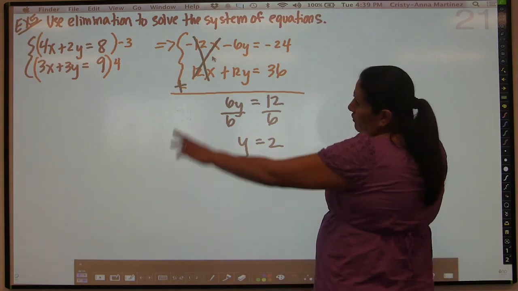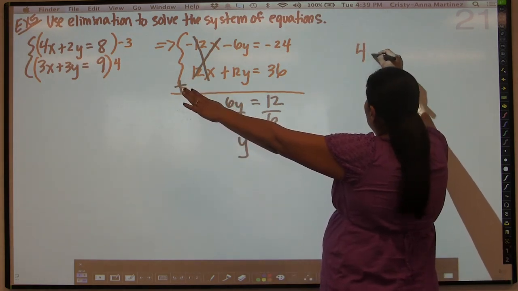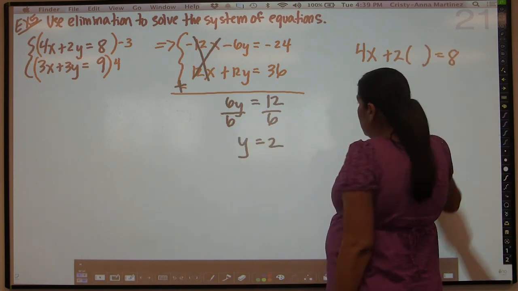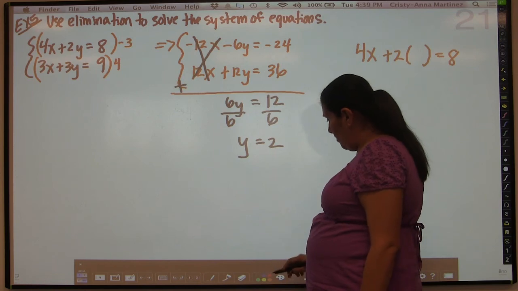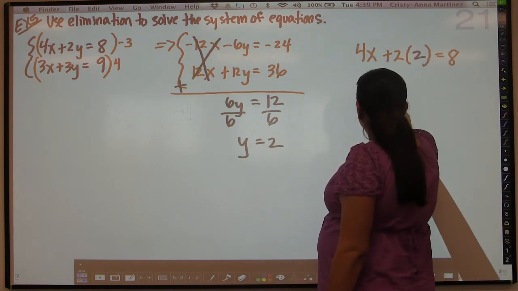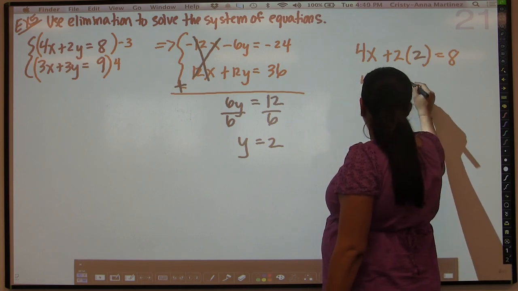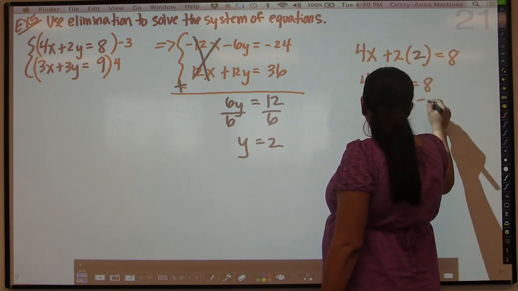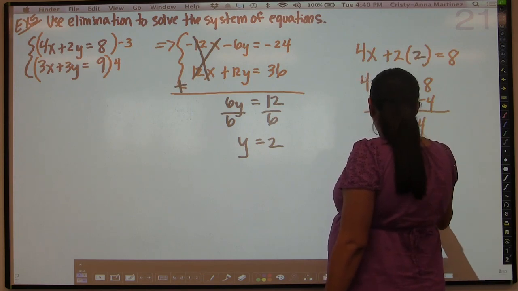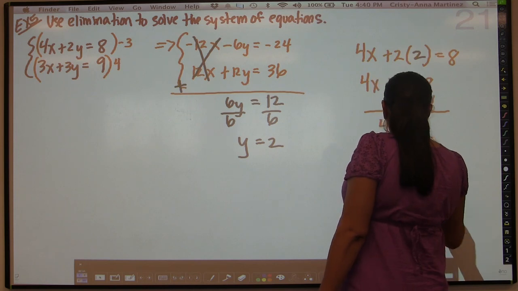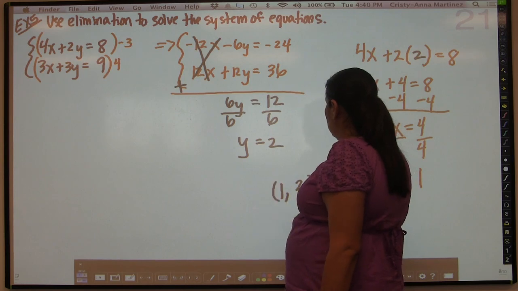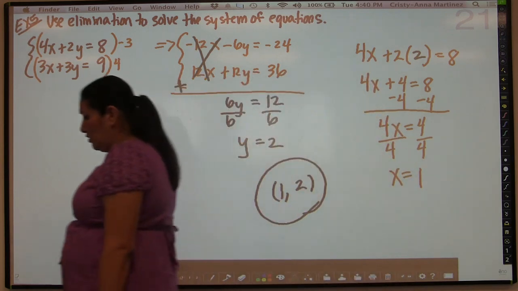My original equation over there said 4x plus 2y equals 8. And in this example, or this process here, we found that y equals 2. So replace that. And then you get 4x plus 4 equals 8. Subtract 4 from both sides. 4x equals 4. Divide by 4 on both sides. And lo and behold, x equals 1. So my solution is 1, 2. And that is how the cookie crumbles.